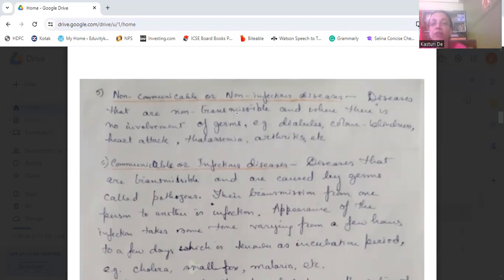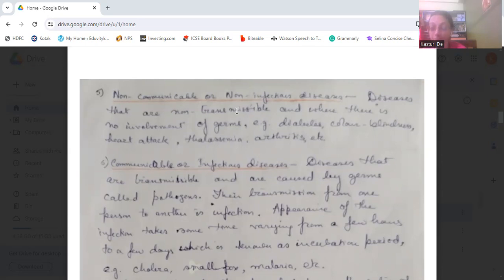Okay? Then we come to communicable or infectious diseases. These are caused by germs. They are transmissible, and the germs by which they are caused are known as pathogens. Their transmission from one person to another is known as infection. So we are calling them infectious diseases. So what is infection? Infection is transmission of the disease from one person to another.